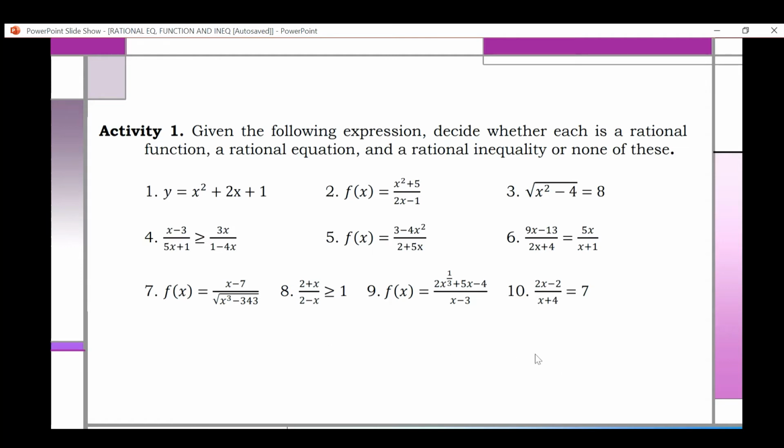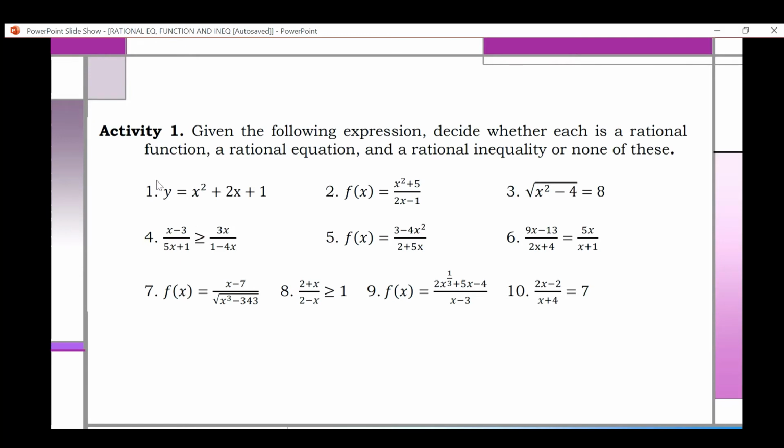Okay, so have you tried answering it, class? Okay, you can check your own work. Let's answer it all together. Okay, so direction is given the following expression, decide whether each is a rational function, a rational equation, or a rational inequality, or none of this.